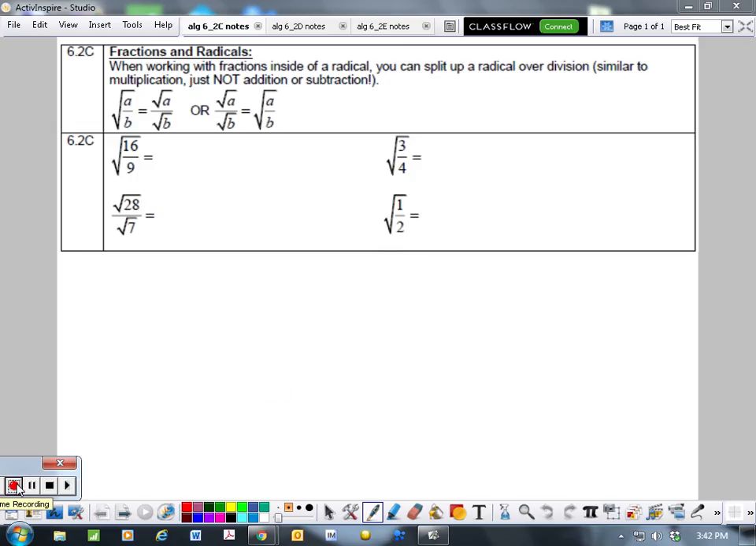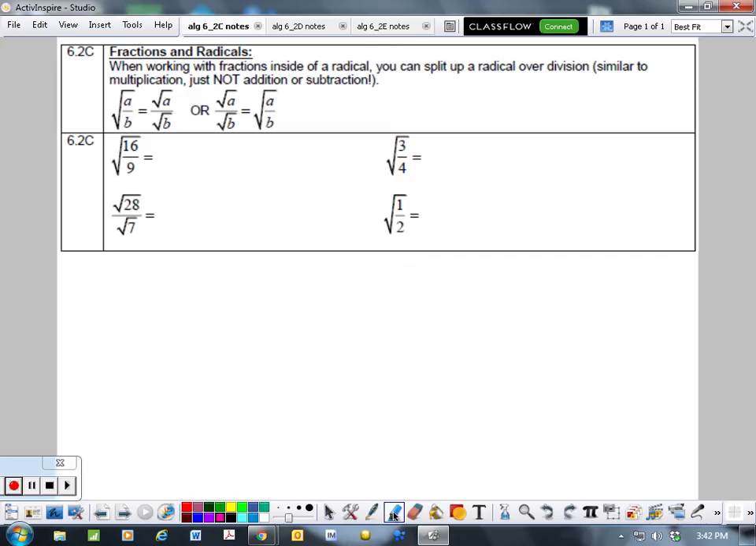Okay, now we worked with rationalizing the denominator. We're going to extend this lesson a little bit, and we're going to talk about fractions with radicals. Now, when we talked about multiplying in radicals, we said that we could split up a square root with multiplication, or we could bring it together over multiplication. Well, the cool thing is that that property also extends to division.